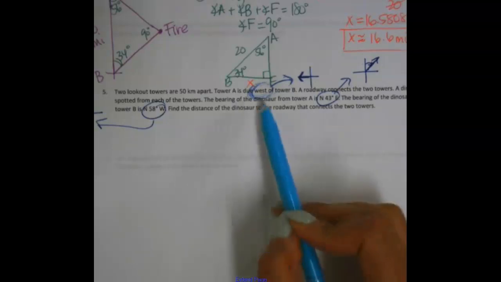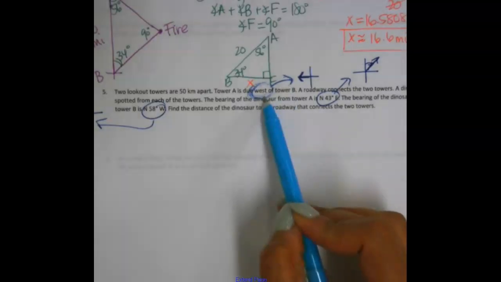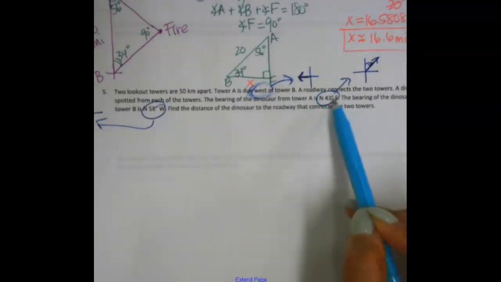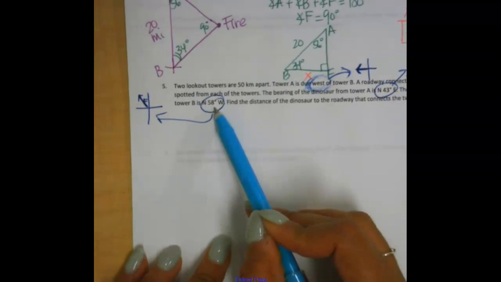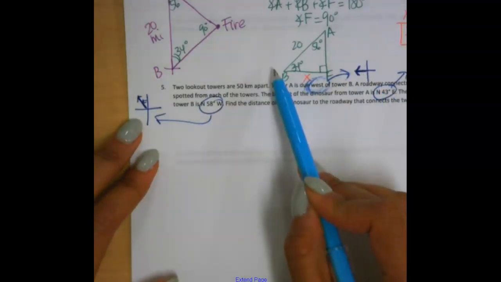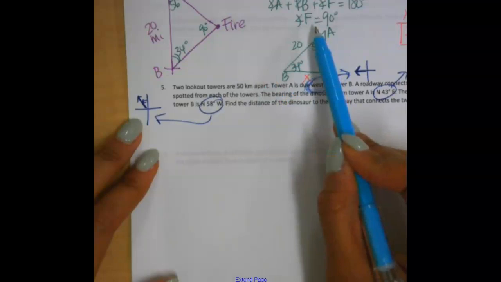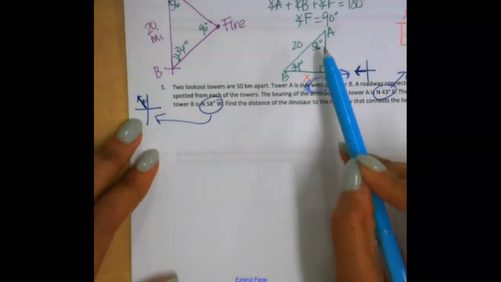All right, so I have my directions labeled. We have west, which is going to go straight to the left. We have north 43 degrees east, which is in this direction. And then we also have north 58 degrees west, which is this direction. Okay, so just by looking at the directions that I have listed, it looks like it's going to be left. It looks like it's going to go up to the right, and then again up to the left.